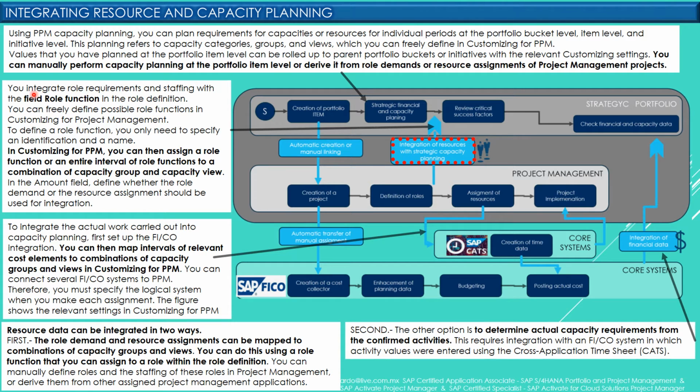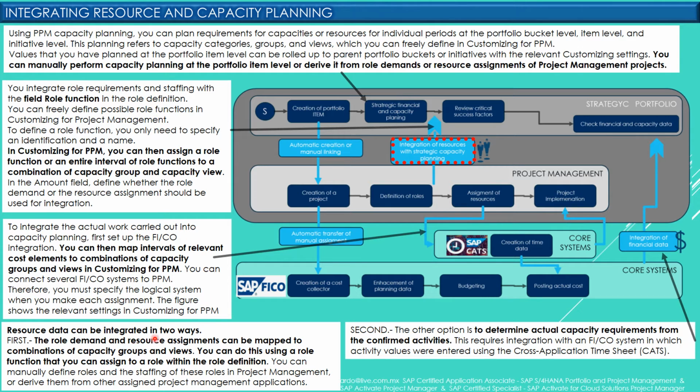Please remember that you integrate role requirements and staffing with the field role function. Maybe you remember that when we create the role type, we create for that role type a role function. During this lesson, I told you that this role function is very important because using a role function, we can make the link between a combination of capacity groups and capacity view in a strategic project. So here you can see how useful the role function is.